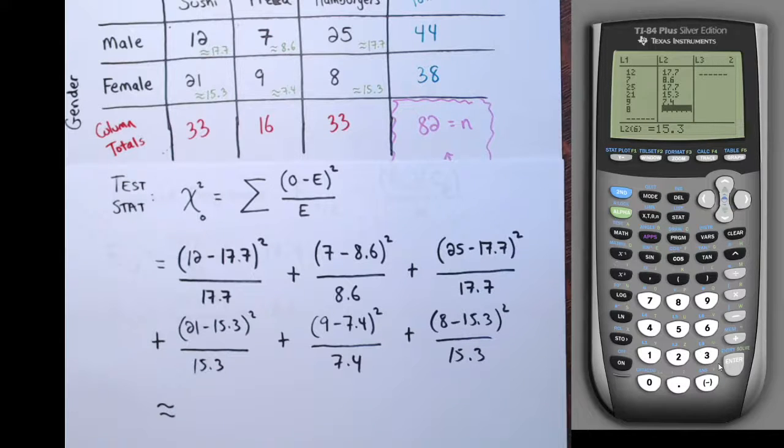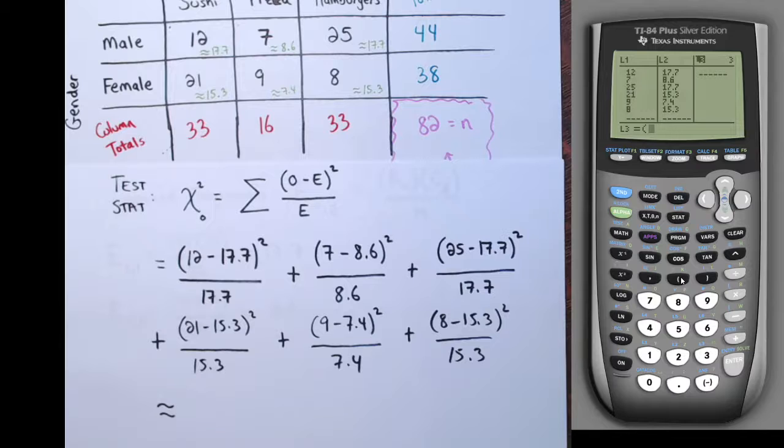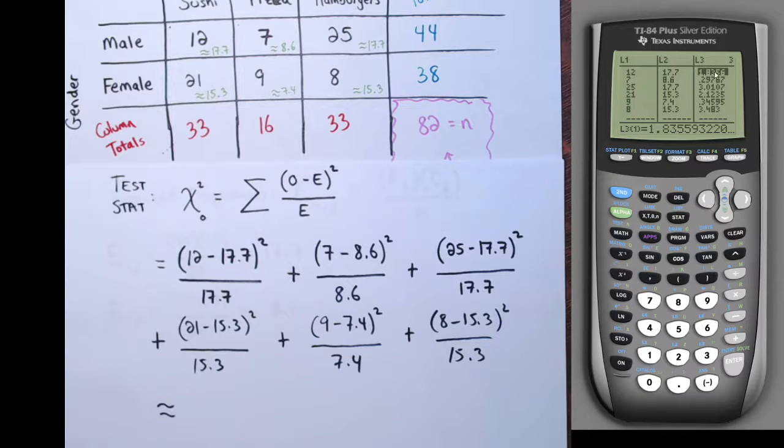15.3. Okay. And now that those are all lined up, every observed value with its corresponding expected count, I go over to another list, an empty list like L3, move my cursor up to L3, and then enter this expression: observed minus expected squared divided by expected. So the observed counts are all in L1, minus the expected counts in L2. Square these, divided by the expected counts again, L2. And then the test statistic is going to be the sum of all 6 of these values in this third list.